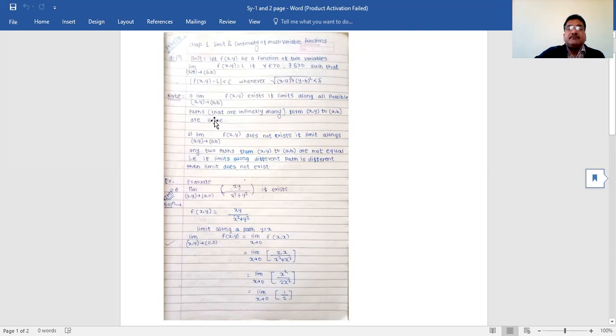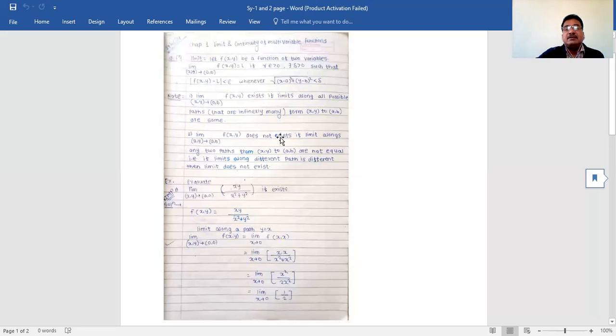But here (x,y) tends to (a,b) along infinitely many paths, and that's why we would have to find the limit along all possible paths, which is obviously impossible. But we can use the negation of this note.